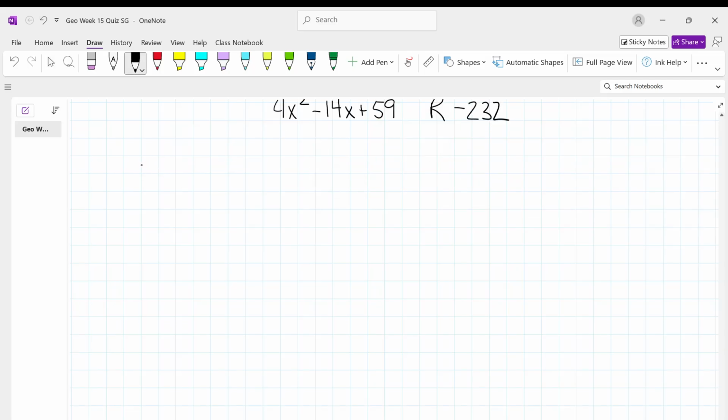Problem number 5. We're dividing x minus 2, so we're using a positive 2, and it's going to go into negative 6x to the third plus 18x squared minus 7x minus 10.